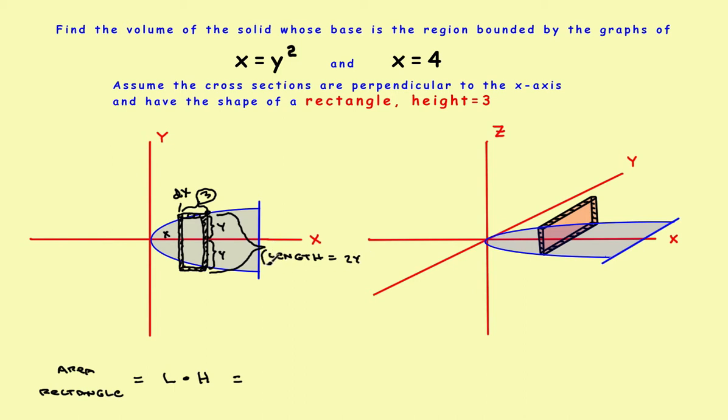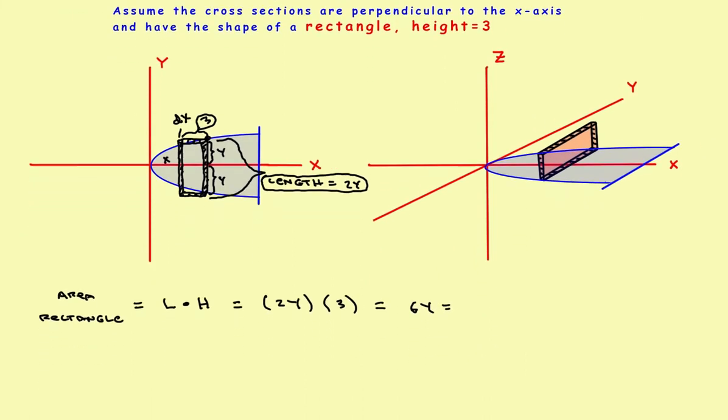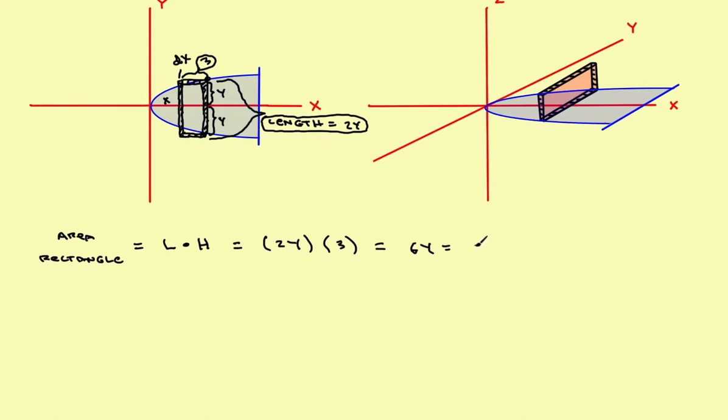So now I've got the length of a side in terms of my sketch, which is 2y. I know that the length is 2y, and I know that the height is 3. If I multiply those together, I would get 6y. This is going to give me the area of the cross-section, but it's going to give it to me in terms of y. Now what I need is the area in terms of x.